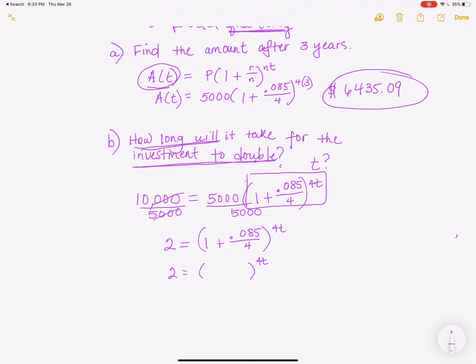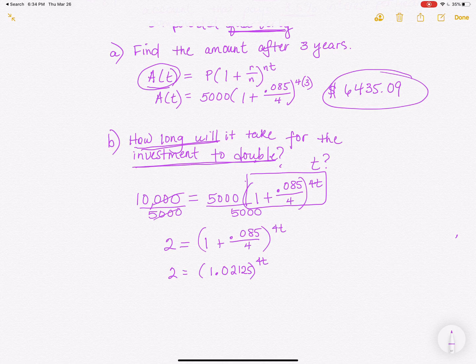Actually, I'm going to plug it in my calculator right here and see what that is so I can finish the problem with you. All right, so I've got 0.085 divided by 4 plus 1. So that's 1.02125.